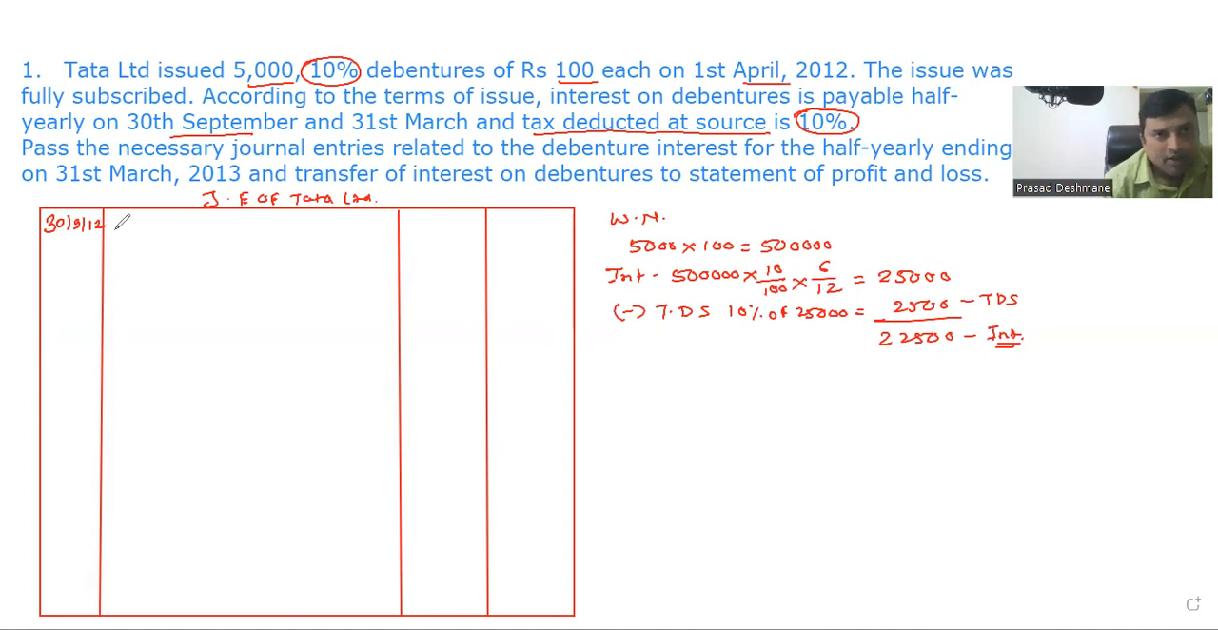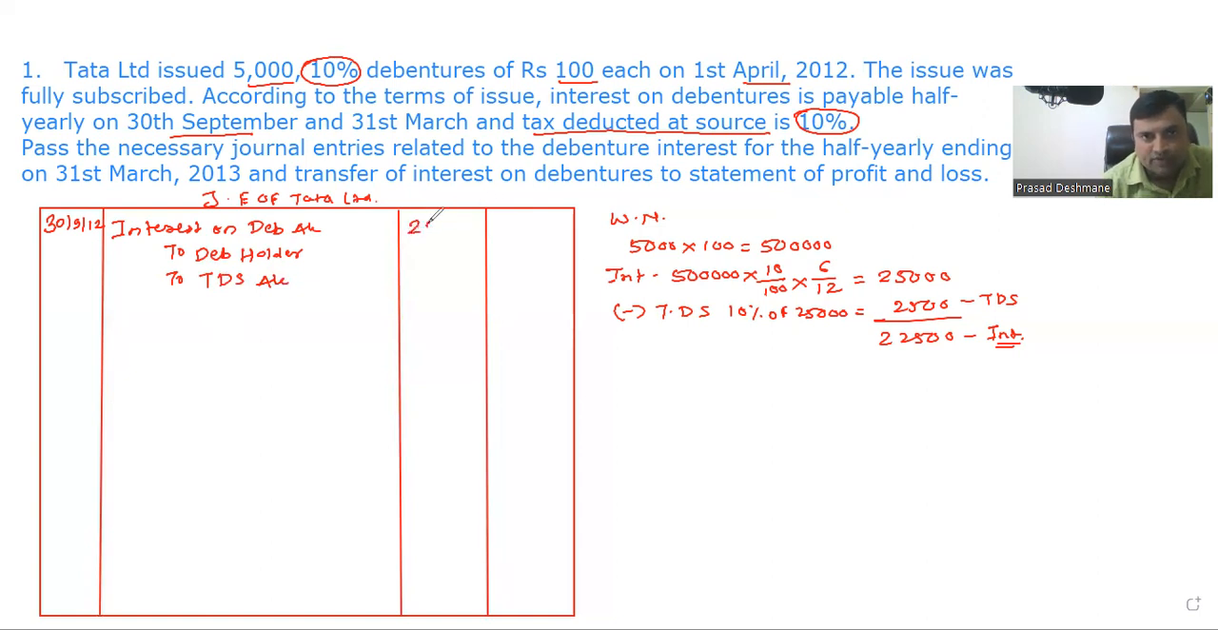Now, how do we show these entries in the journal? First of all, in the books of Tata Limited, tell me, interest on debentures for Tata Limited is an expense or loss, correct? So it will be debited. Interest on debenture. To whom are we paying this? First to the debenture holder, and to the government. For that we'll write TDS, tax deducted at source.